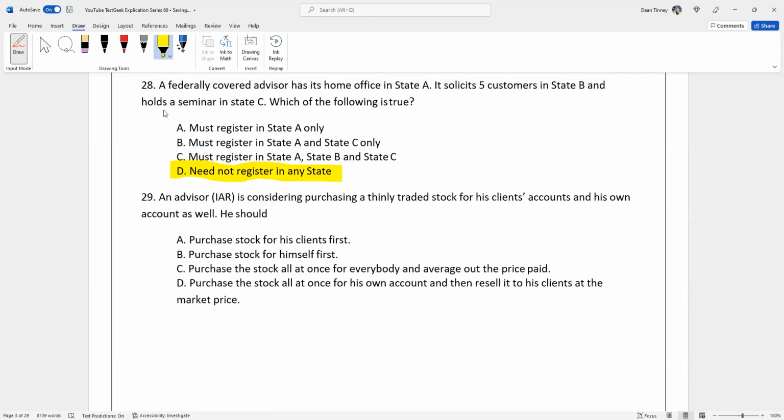An advisor is considering purchasing a thinly traded stock for his client's account and his own account as well. He should purchase the stock for his clients first. That sounds pretty good. Purchase the stock for himself first. Ooh, I'm not supposed to trade ahead of customers. Purchase the stock all at once for everybody and average out the price paid. Purchase the stock all at once for his own account and then resell it. Ooh, that's going to be bad, because you have conflicts of interest in D. I think the most ethical thing to do here would be to purchase the stock for my customers first. Customers always come first. On an ethical standard, right?